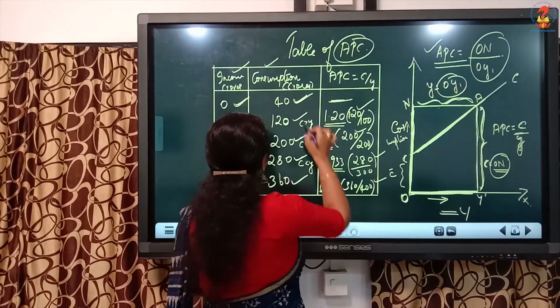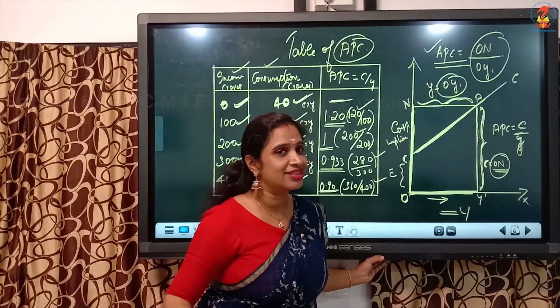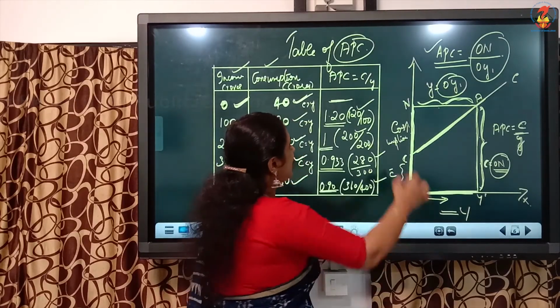Here you can find consumption is greater than income. What is the consumption here? 40. What is the income level? 0. As long as the consumption is greater than income, consumption here is greater than income. 40 is the consumption, income level is 0. So, when C is greater than Y, as long as consumption is greater than income, what is the value of APC?